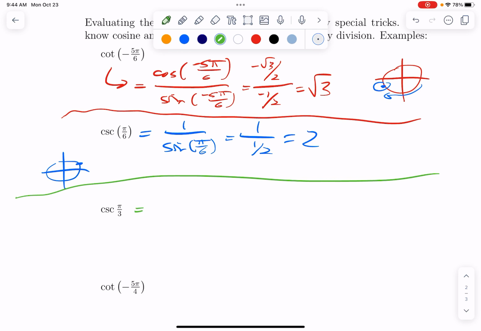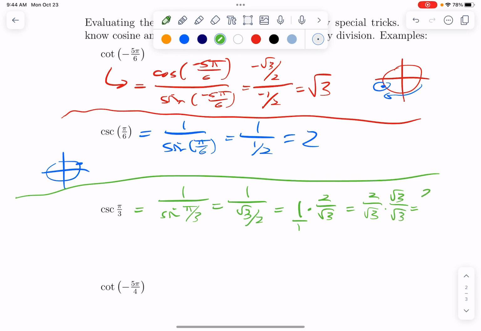Cosecant of pi over 3 is 1 over sine of pi over 3. Sine of pi over 3 is root 3 over 2. So we remember that dividing by a fraction is like multiplying by its reciprocal. You can think of this as 1 over 1 if you like. So we have 2 over root 3. And then if we want to be really good and simplify, we have 2 root 3 over 3 as the most simplified version.